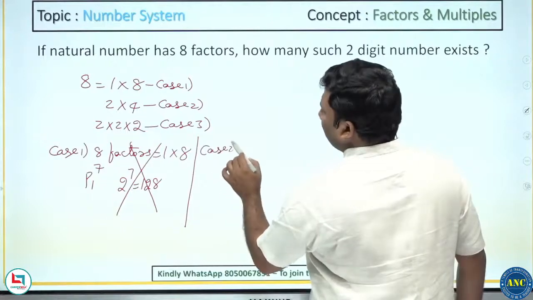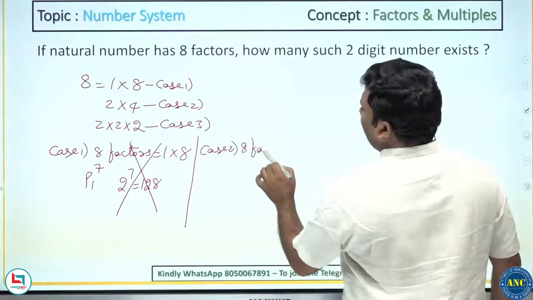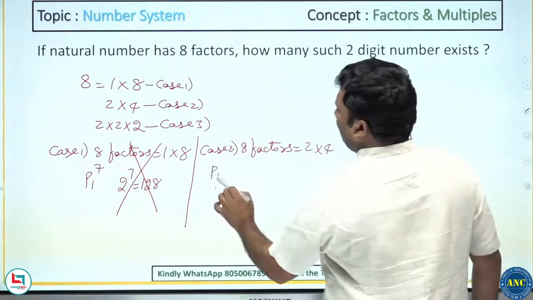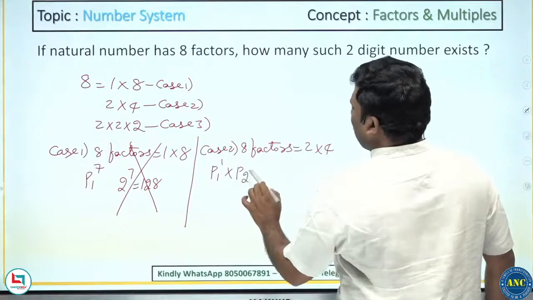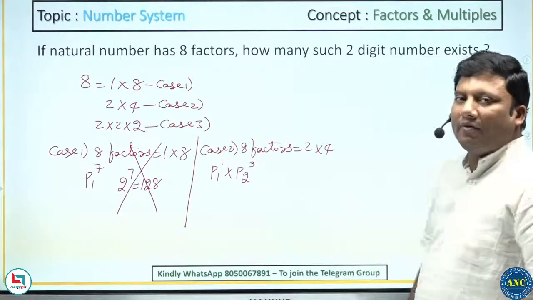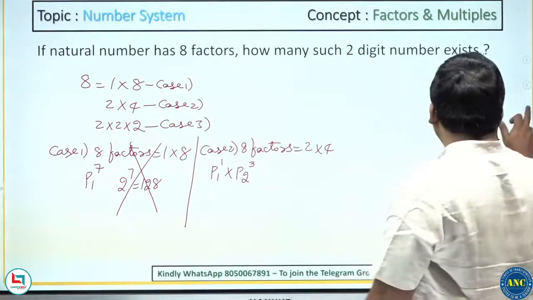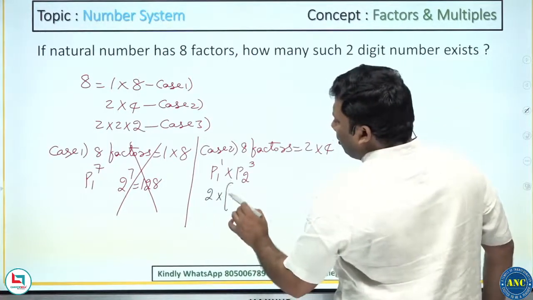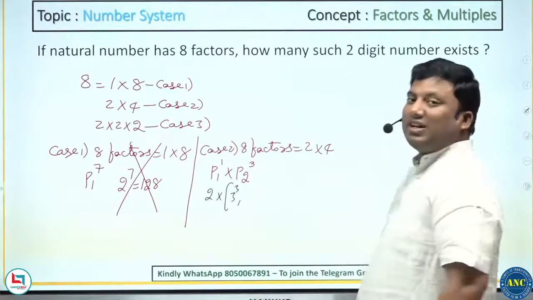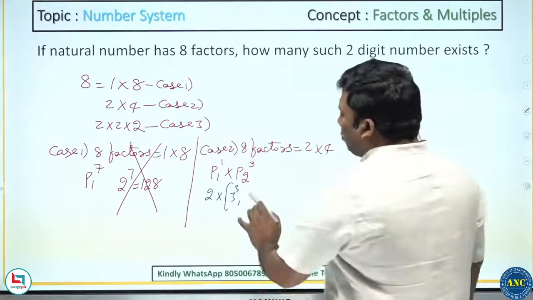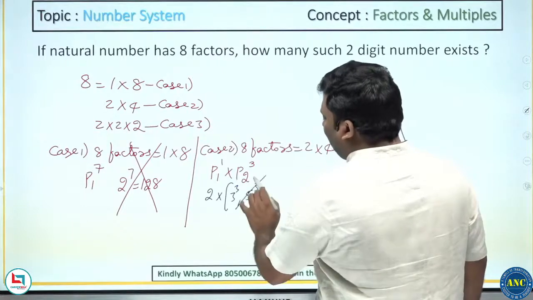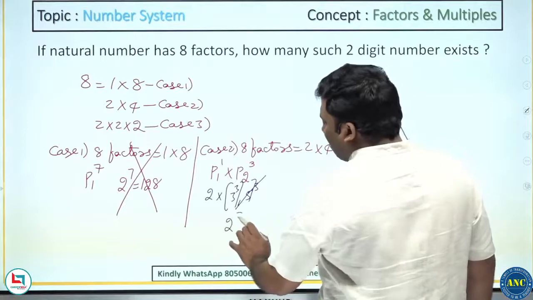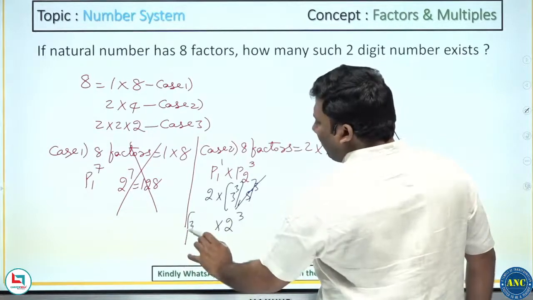Case number 2. 8 factors can be written as 2 into 4. 2 into 4 is P1 power 1 into P2 power 3. All the cases will keep on giving. If P1 is 2, 2 into 3 cube it can be, 27 2s are 54. 2 into 5 cube, 125, it is not possible. Similarly, if P2 is 2, 2 cube into P1 can be 3.